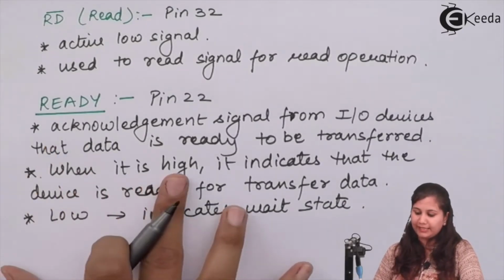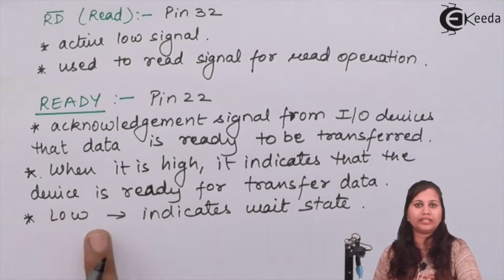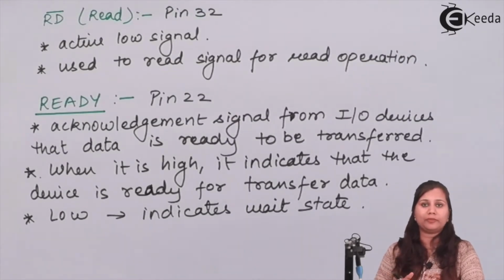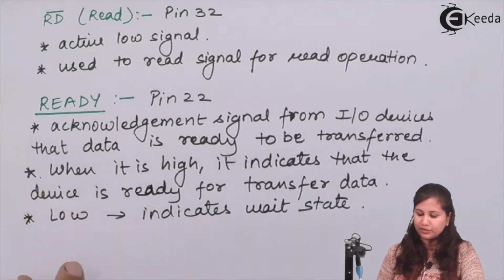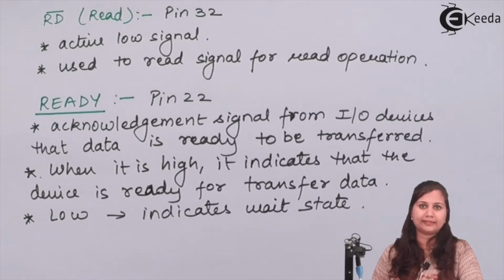When this signal is high, it indicates that the device is ready for transferring the data, and when this signal is low, it indicates wait state. Wait state means that the input output devices are not ready for communication. So the microprocessor has to wait for some time so that the input output devices match up with its speed, or first finish their current operation, and then perform the transfer of data with the microprocessor. So when this signal is low, it indicates wait state for the microprocessor. So this is the ready signal.